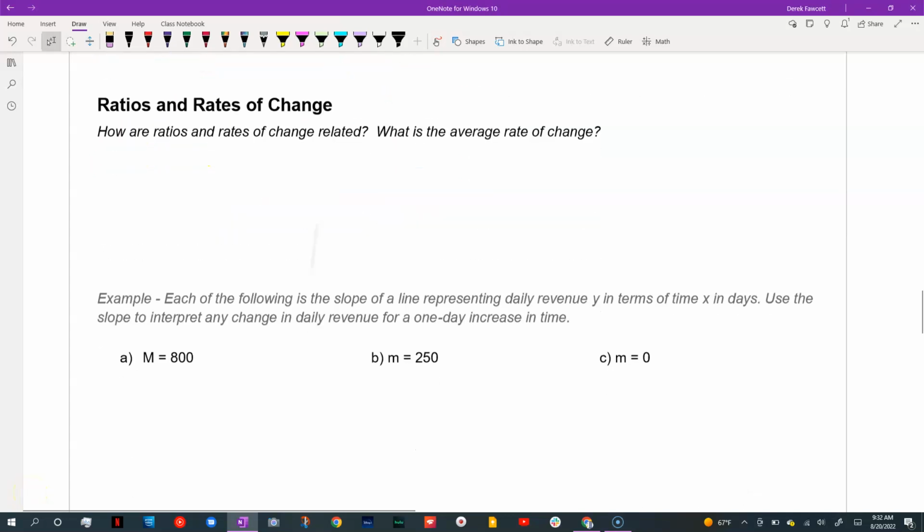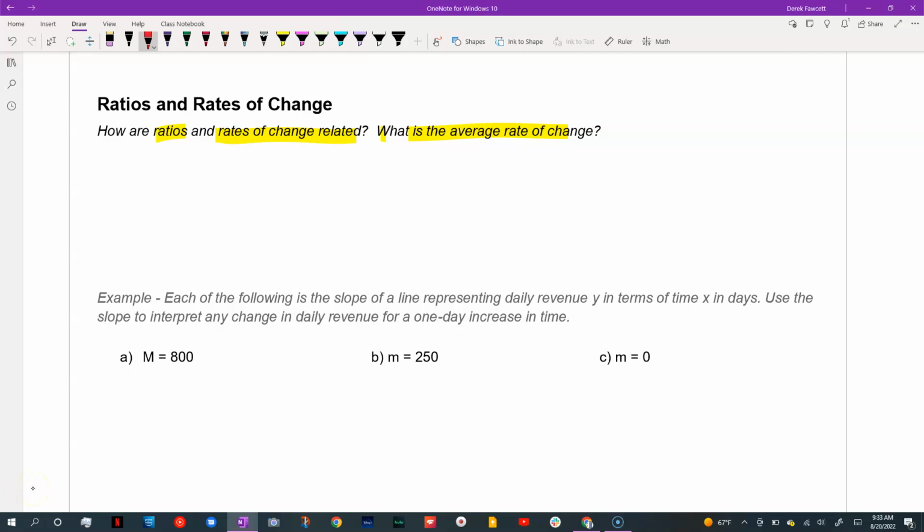Moving on to ratios and rates of change. How are ratios and rates of change related? So pause the video and try to answer that question, and then also try to answer this question. What's the average rate of change? What does that mean? So pause the video, formulate. You don't have to write it down. There's really not much of that I'm going to write down other than talk about it. So think about what your understanding of ratios, rates of change, how they're related, and what the average rate of change is. Pause it and then come back.